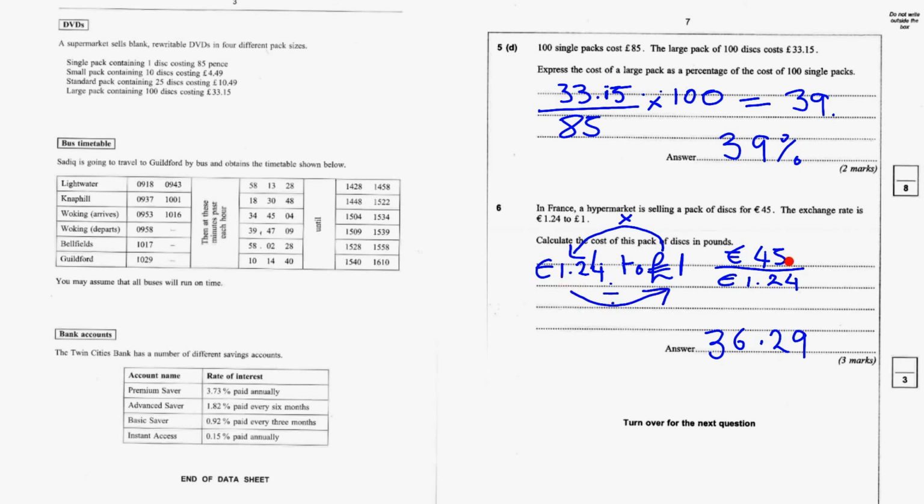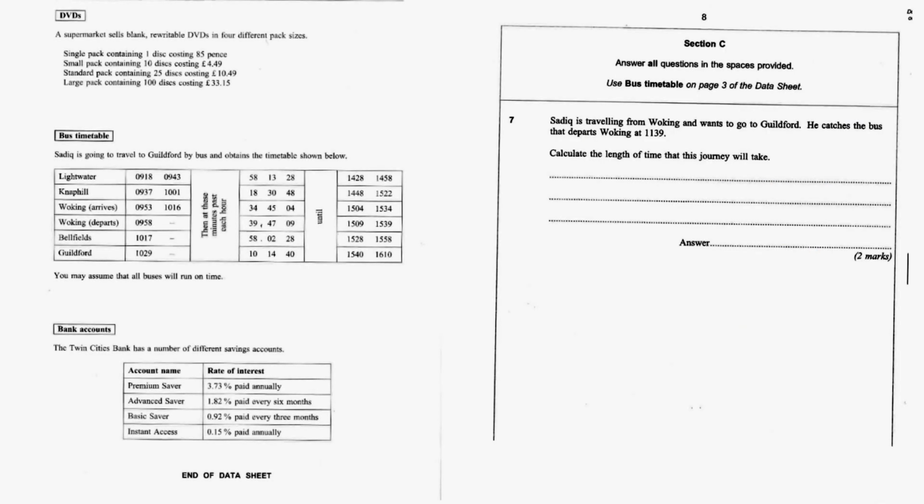So it's €45 divided by the exchange rate, which equals £36.29, and also remember to put your pound sign in. There you go. Okay, let's look at the next question.